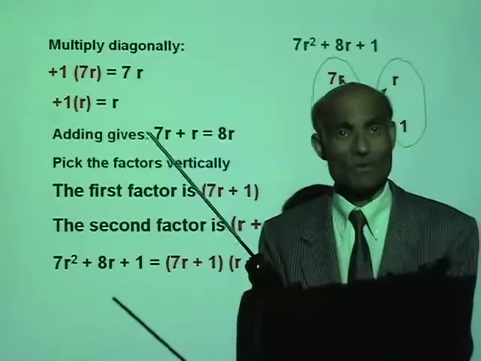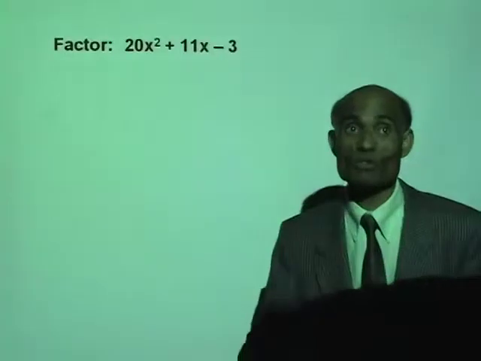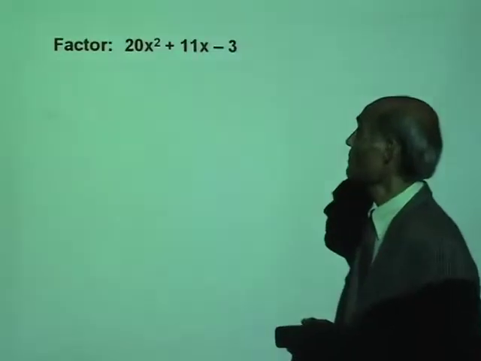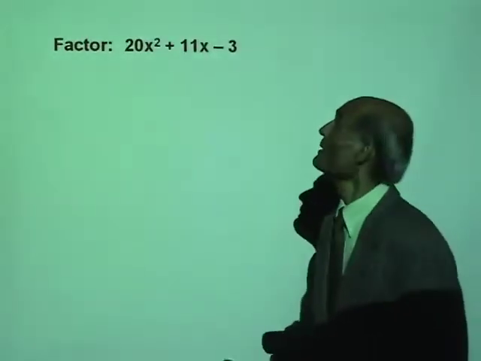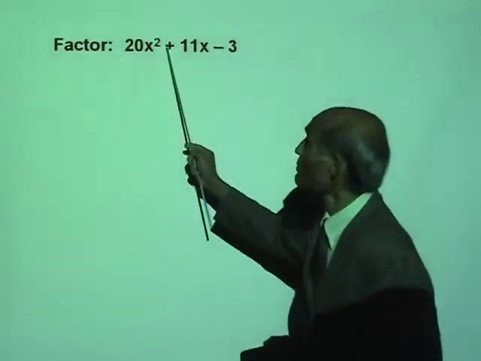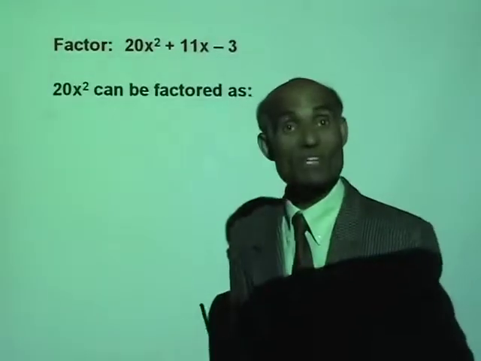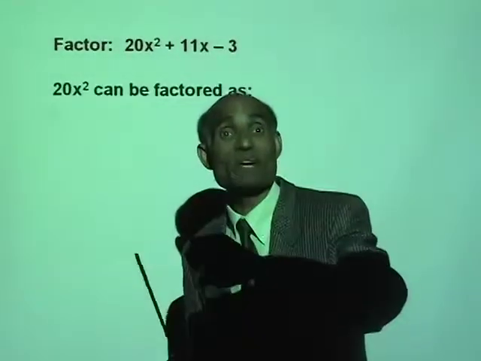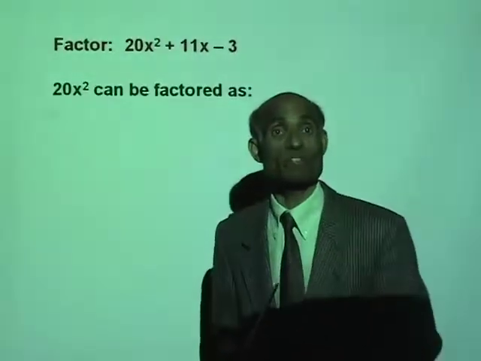Is that right? Well, there are some cases which need more thinking and more trials, like this one. Factor 20x squared plus 11x minus 3. Now, here you've got to do some trial and error. Start by factoring the first term, 20x squared. There are several ways to factor 20x squared. 10x and 2x, 5x and 4x are some ways of factoring 20x squared.